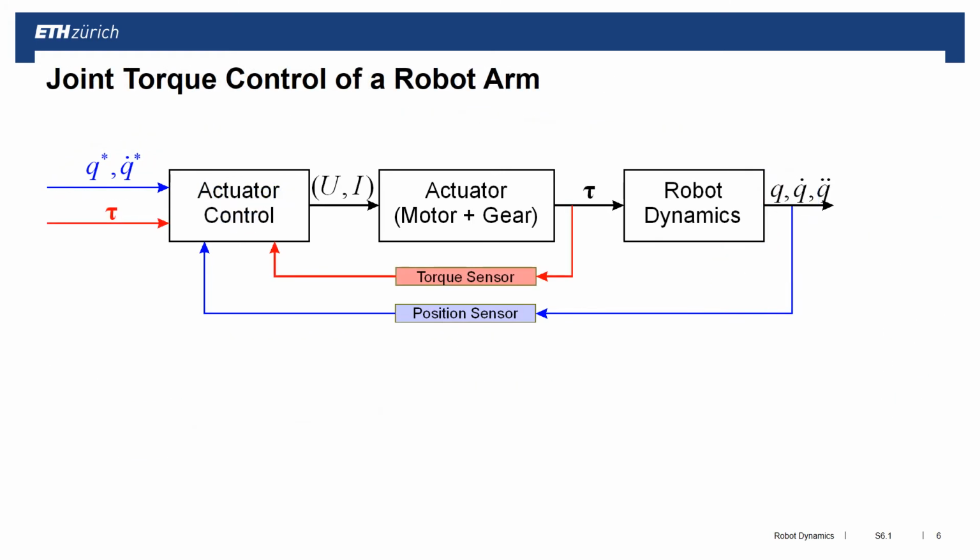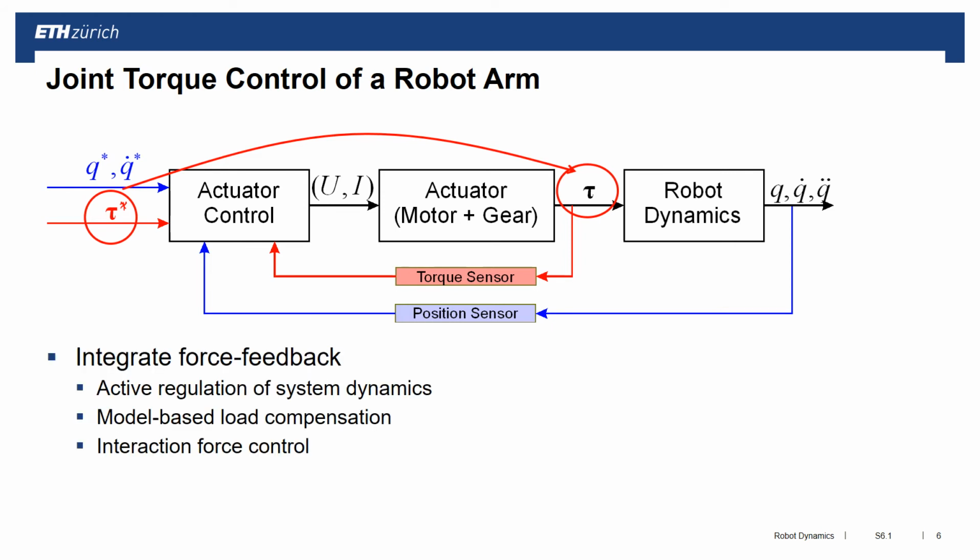Now the setup looks slightly different if you have joint level feedback control of torques. What we're doing now is that we are integrating a torque sensor. We're measuring the torque and we're trying with our actuator control to track a desired torque, this tau star, as well as possible. And what we want to achieve is an ideal mapping between the desired torque that is commanded to the actuator and the torque that the actuator actually produces on our multi-body dynamic system.